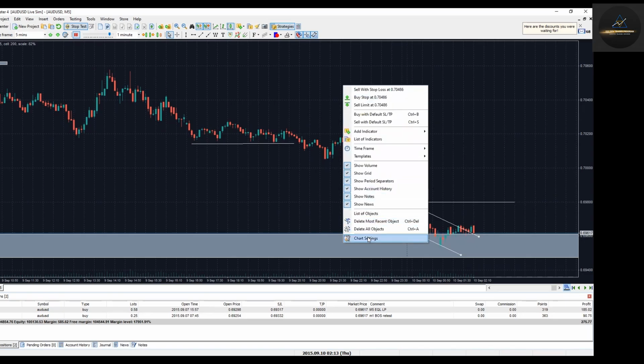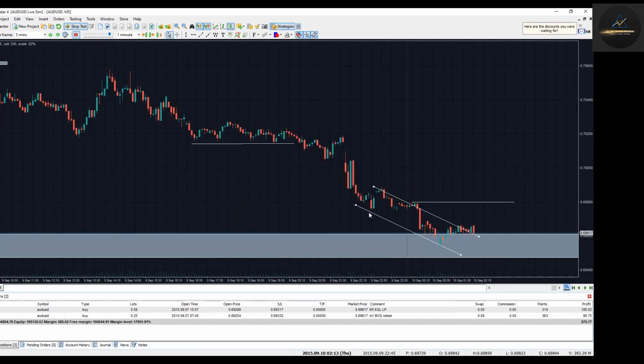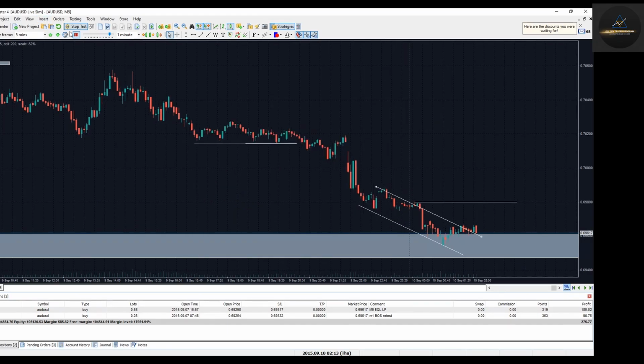How do I get rid of the grid? I don't like that grid. Beautiful. Okay, let's start that again. Play.